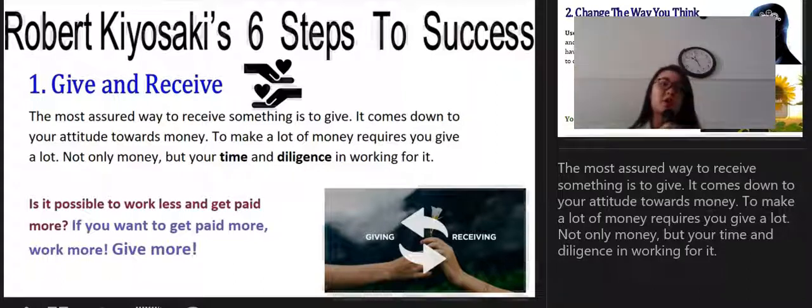And now I'm going to talk about Robert Kiyosaki's success. First is give and receive. The most assured way to receive something is to give. It comes down to your attitude towards money. To make a lot of money requires you to give a lot. Not only money, but your time and diligence in working for it.